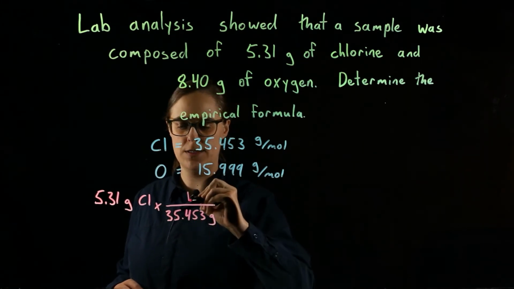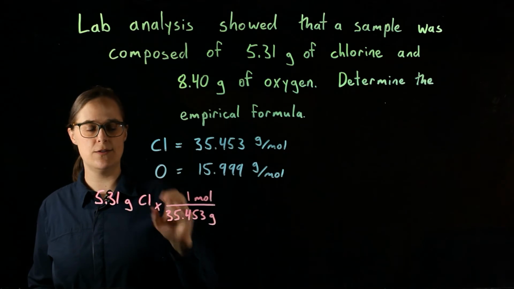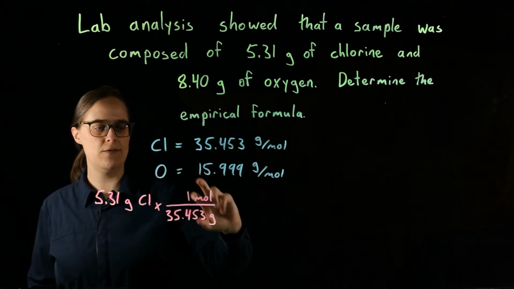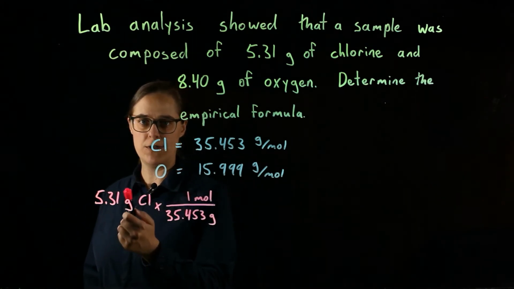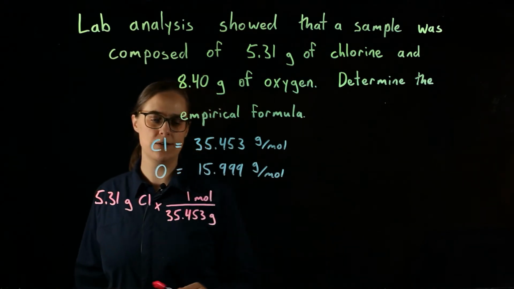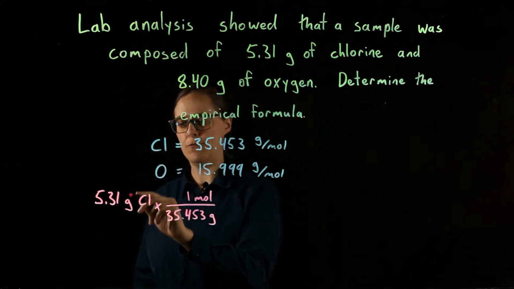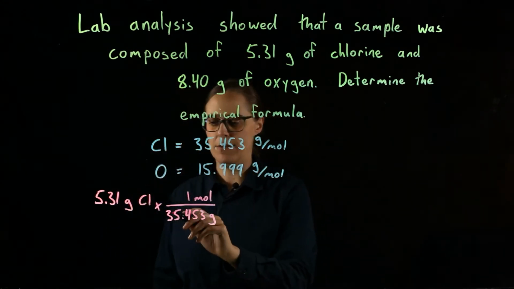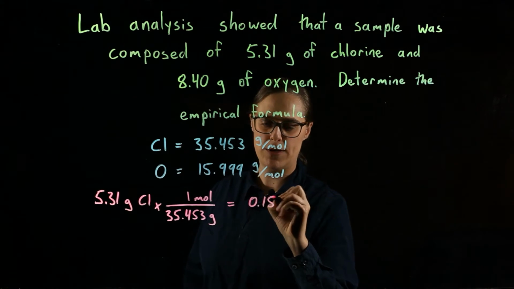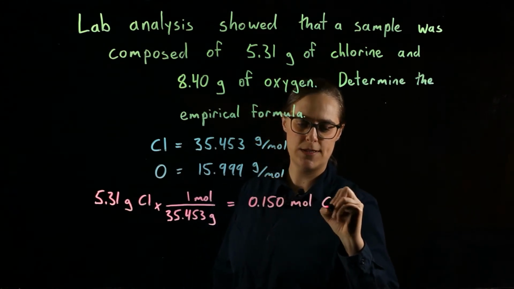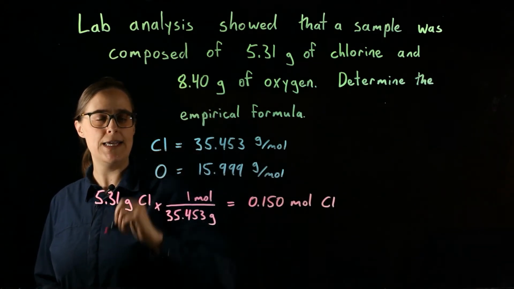35.453 grams per mole. Whenever you are using an atomic mass or a molar mass to convert between grams or moles, you decide if you divide or multiply it based on what makes your units cancel out. For 5.31 grams, we are going to need to divide that by grams. So we are putting grams in our denominator, moles in our numerator. So 5.31 grams of chlorine divided by 35.453 grams per mole equals 0.150 moles of chlorine.